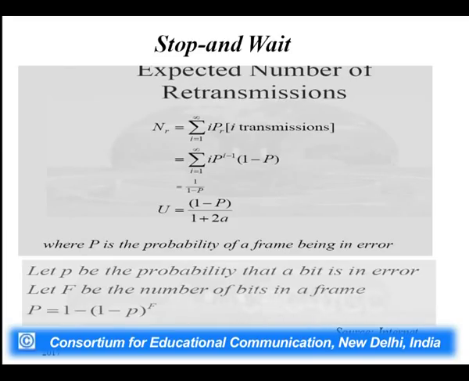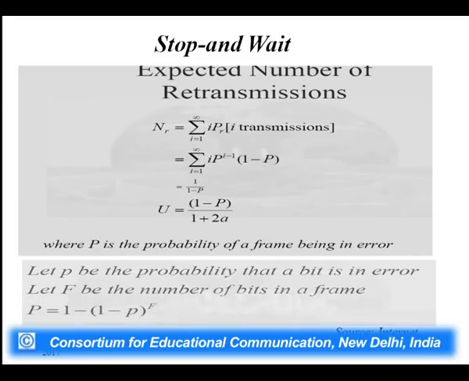Now, what is this NR value? How do you compute that, how many attempts it will make to transmit a frame? And if you look at this, what it says is the expected number of retransmissions, that is the average number, weighted average.